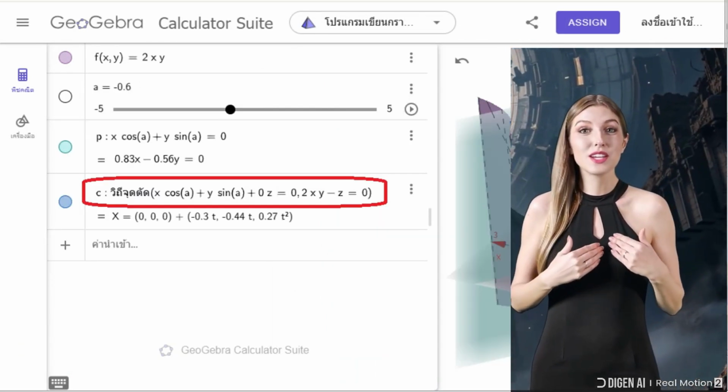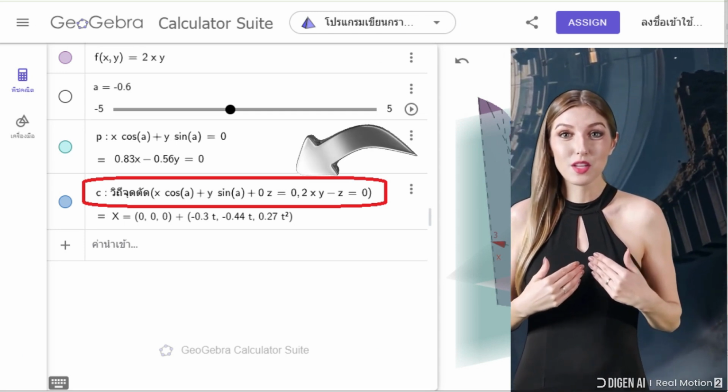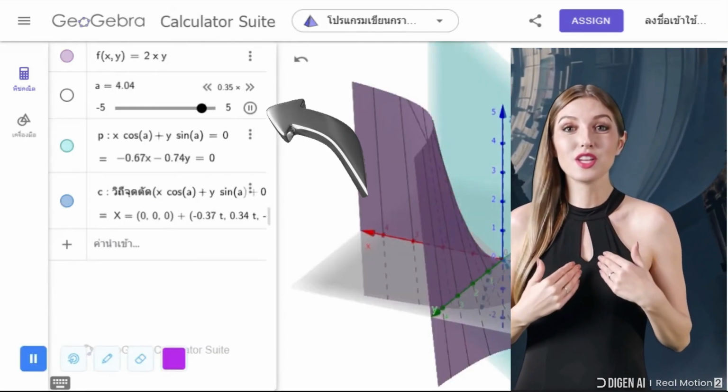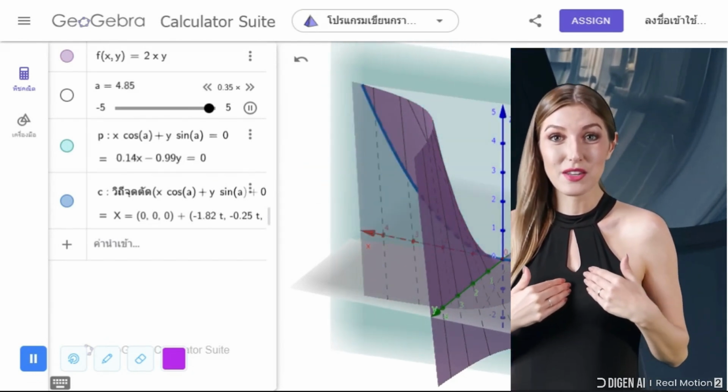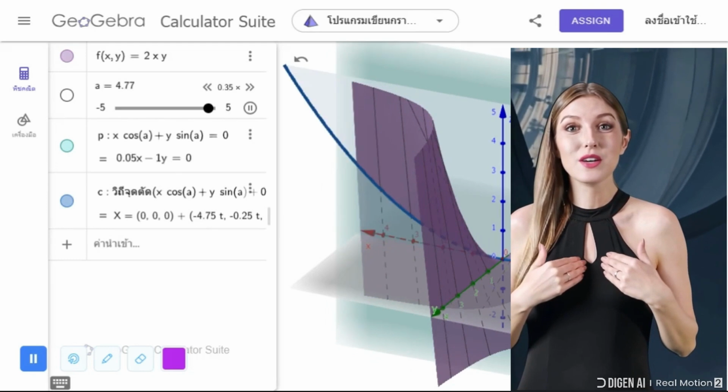Write two intersecting surface equations in the input box. Click play to start rotation. The parabola curve varies between concave and convex curve. Very nice.